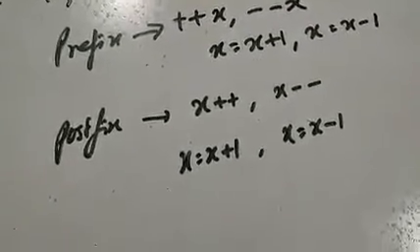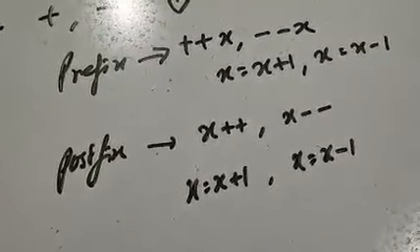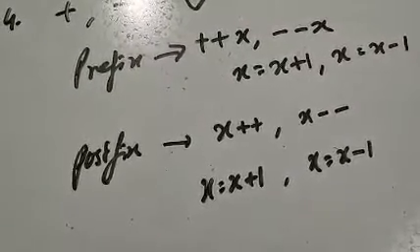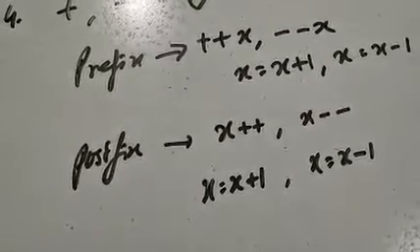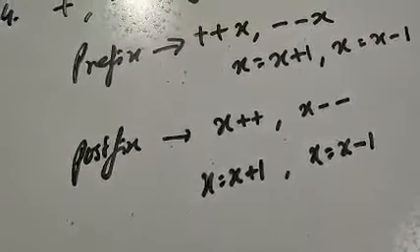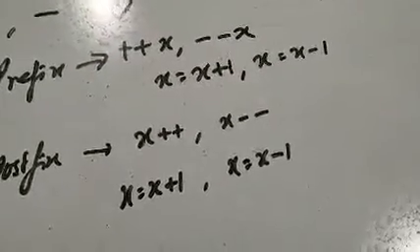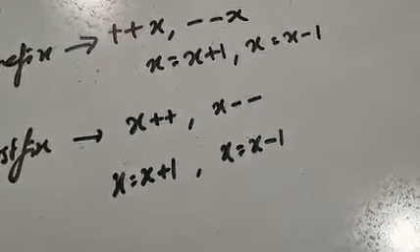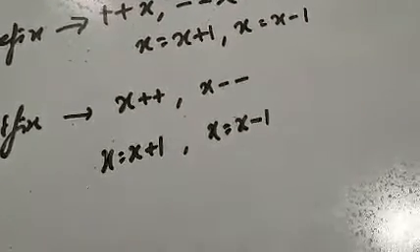When the operator precedes the operand, it is known as a prefix operator. The prefix can be either a prefix increment or a prefix decrement operator. The second one is postfix, that is, when the operator is after the operand. They both mean either plus plus x or x plus plus. They both have the same meaning, that is x equals x plus 1, or x equals x minus 1.